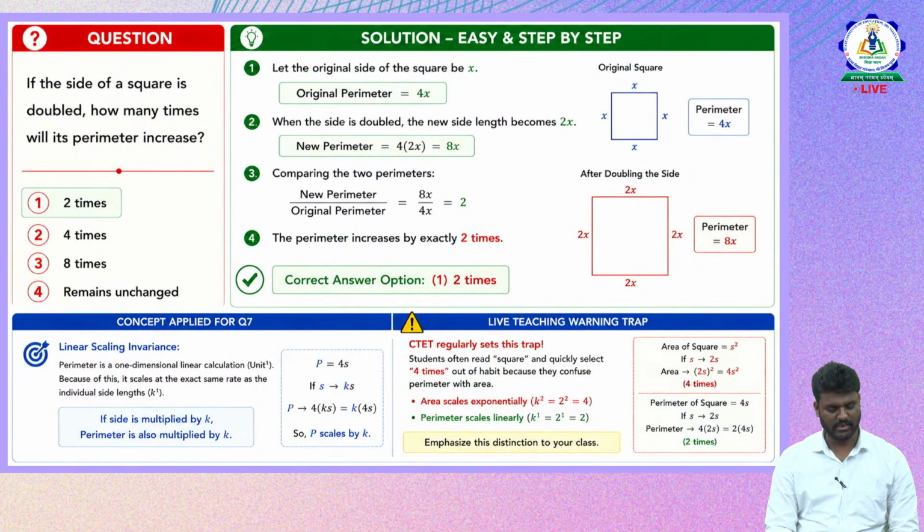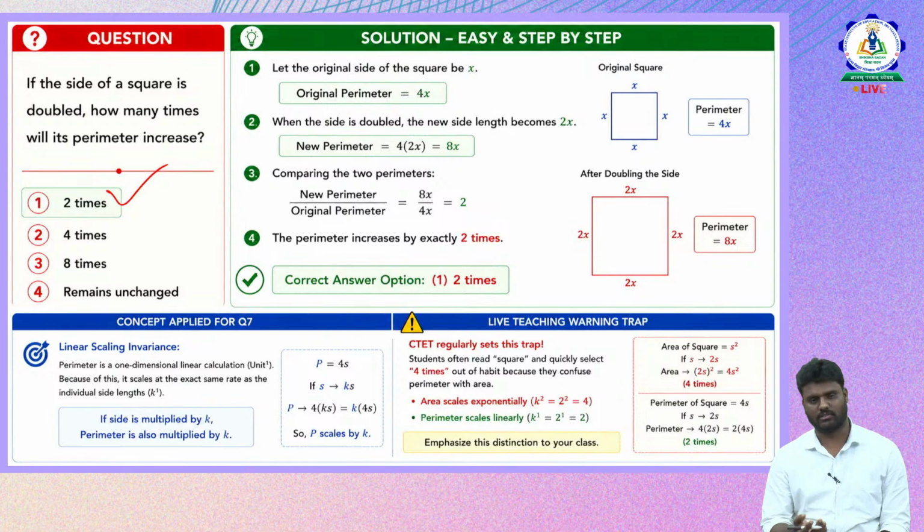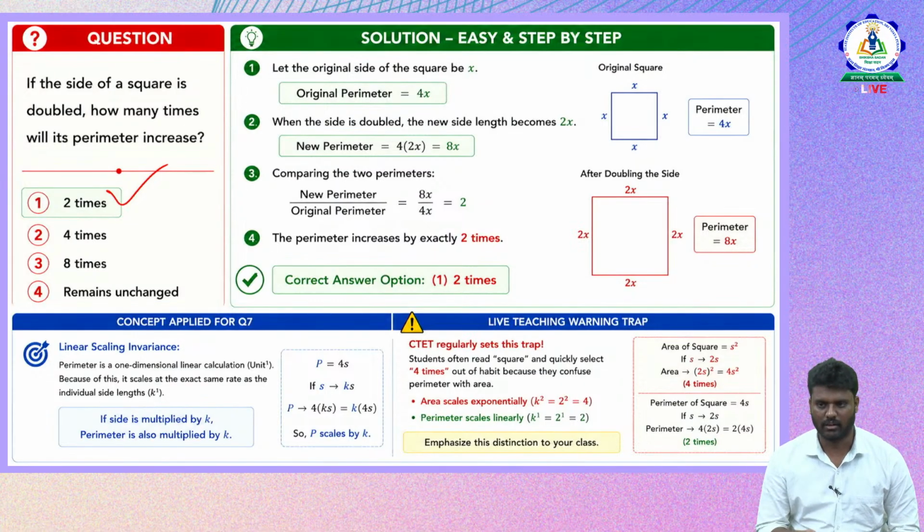Now the next question is, if the side of a square is doubled, how many times will its perimeter increase? If you remember the concept of the square, by seeing the options itself you can say it is 2 times. How? In a square, all the sides are equal. So if one side is x, the perimeter will be 4x. So we can say that it is doubling.